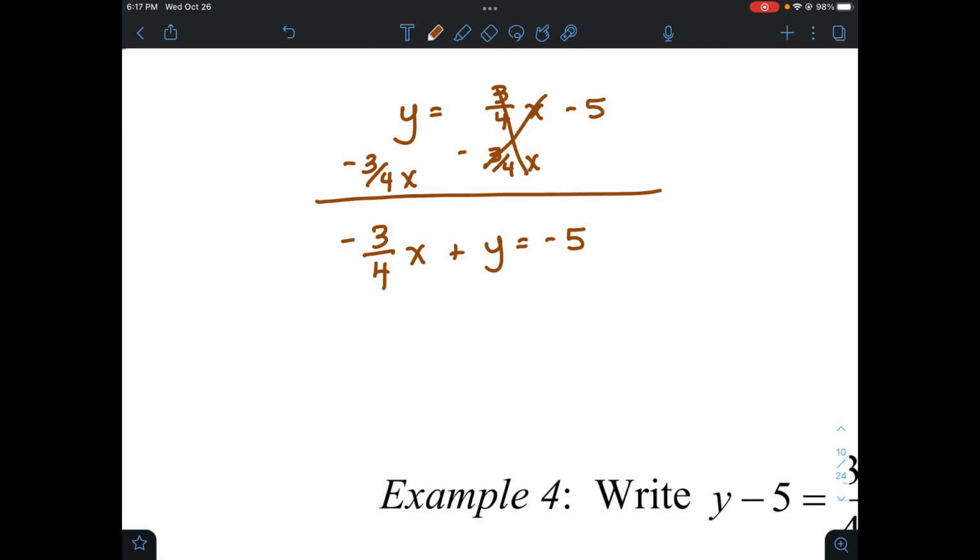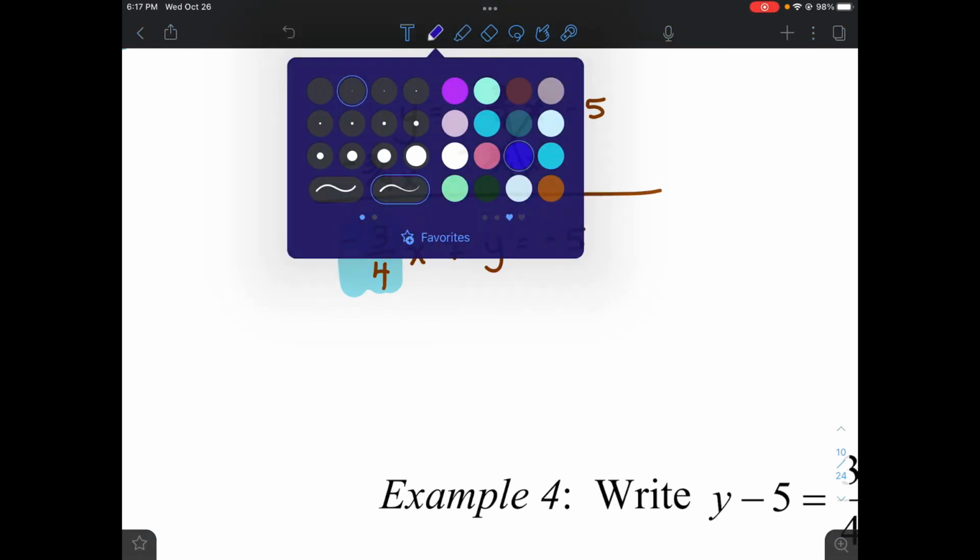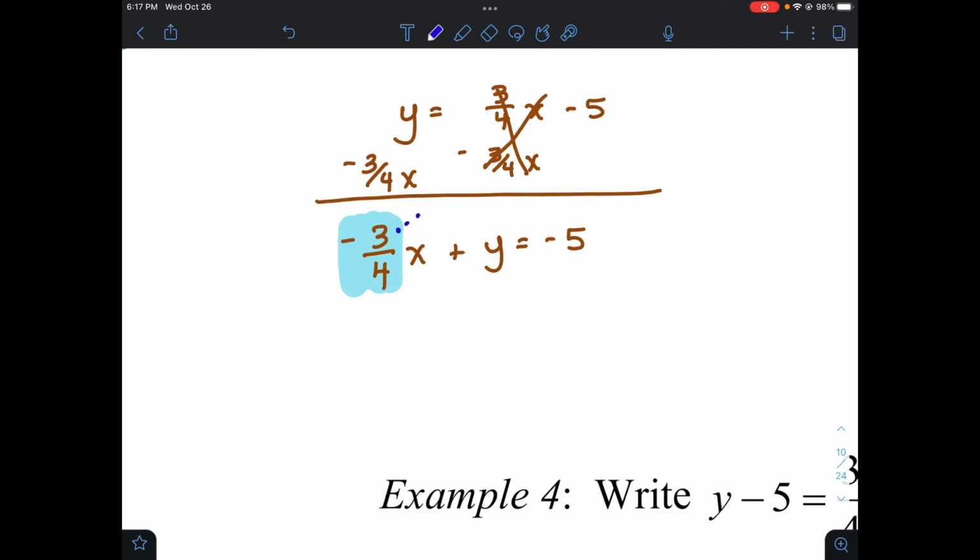answer on your keystone. Remember, there were certain things that we needed to make sure of about our standard form. Like we needed to make sure for our standard form, our a value was positive, which ours is not, and that a value was a whole number. So we can fix that very easily by multiplying everything by -4. Every single term by -4.